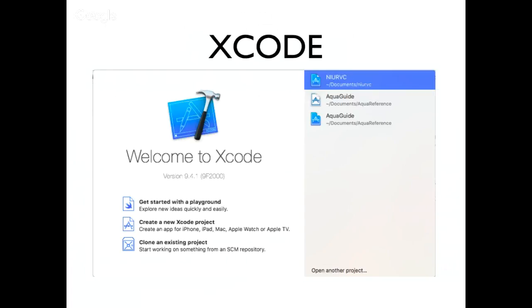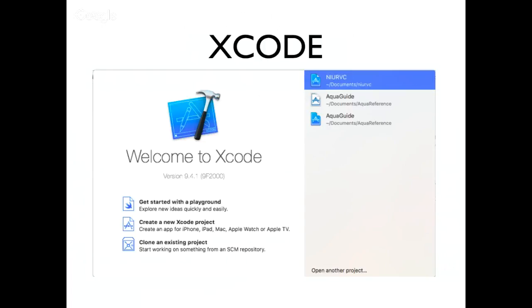But on the left side, it'll tell you the version of Xcode. It'll have at the left there, getting started with Playground, which we're doing the first few weeks here. Getting a new Xcode project, creating that. In a new Xcode project, you can create an app for an iPhone, iPad, a Mac, Apple Watch, or Apple TV. Any of those 5 ecosystems you can create them for. And then clone an existing project.